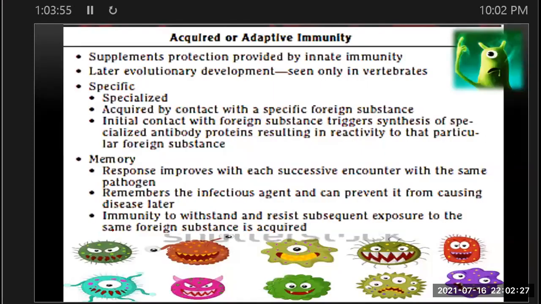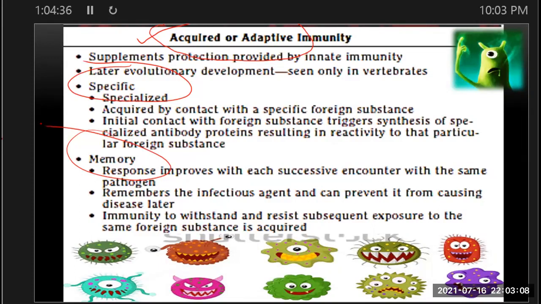Next, we have acquired or adaptive immunity. It supplements protection provided by innate immunity, is a later evolutionary development, and is seen only in vertebrates. If you ask me how I can summarize acquired adaptive immunity into two words, I would say specificity and memory. Again, specificity and memory. Specific recognition, and there is selective elimination because it can recall the previous exposure to an antigen, pathogen, or microbe. So let's start with specific or specialized.